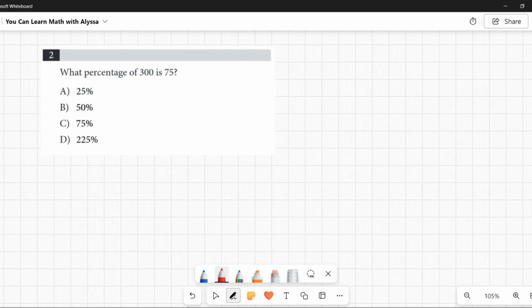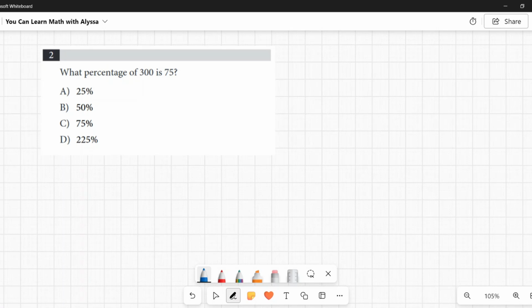Number 2, what percentage of 300 is 75? There are several ways that you can do this. I'm going to show you several different ones, and you can decide which one is right for you. Also, we want to know which one is the fastest for you, because on the SAT, speed is king, and we want to make sure we're going through the problems, especially these early ones, which tend to be less calculation intensive, as fast as possible.